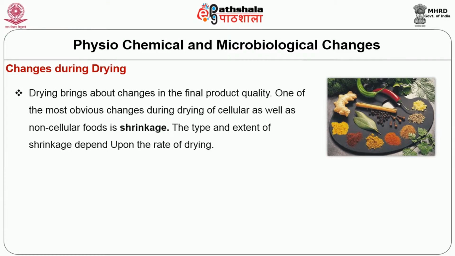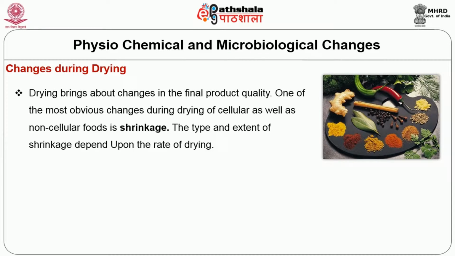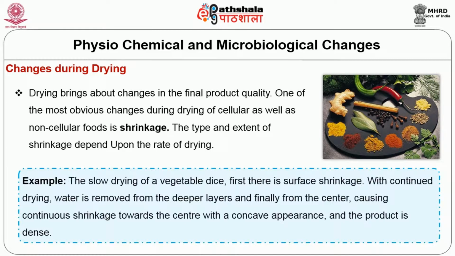Drying brings about changes in the final product quality. One of the most obvious changes during drying of cellular as well as non-cellular foods is shrinkage. The type and extent of shrinkage depends upon the rate of drying. For example, on the slow drying of a vegetable, first there is a surface shrinkage. With continued drying, water is removed from the deeper layers and finally from the center, causing continuous shrinkage towards the center with the concave appearance, and the product is dense.